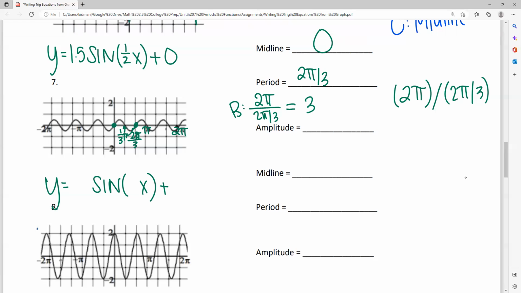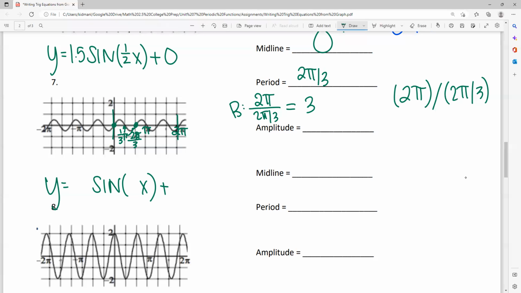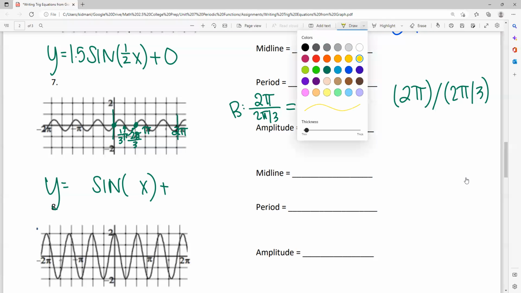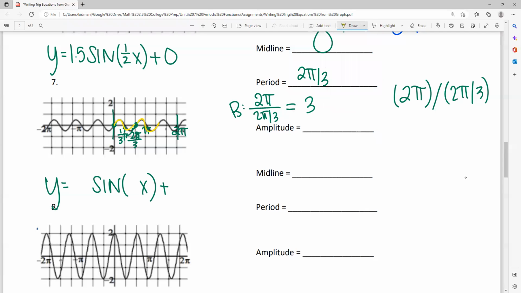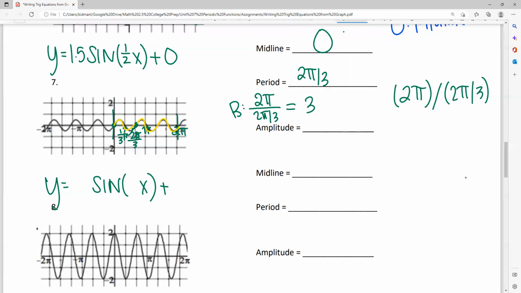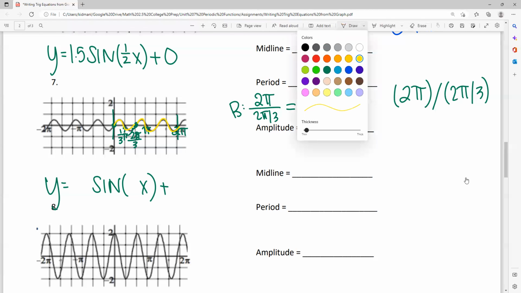And that makes sense, right? Because here's 2 pi, here's 0. How many times do we see our pattern? Well, we see it. Let me switch colors so that you guys can all see what we're talking about here. We see it once, we see it twice, we see it 3 times, right? So that makes sense that how many times we see it is going to be 3.